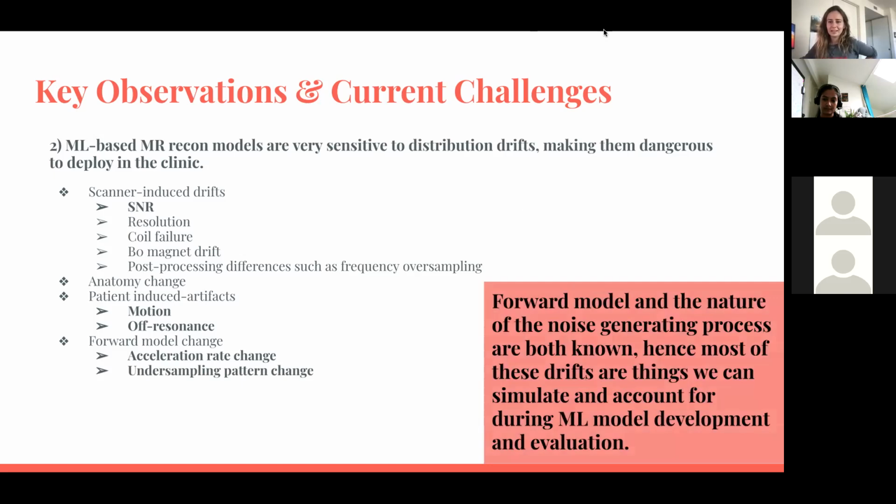Again, a similar point: the forward model and the nature of the noise generating process are known to us, so we can simulate these drifts and account for them during our model development and evaluation.